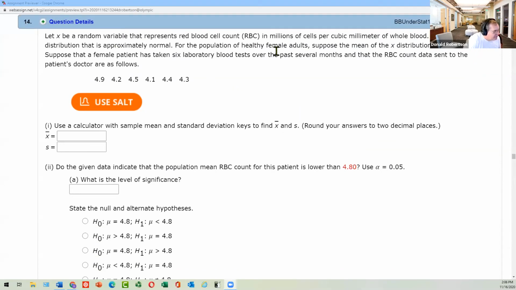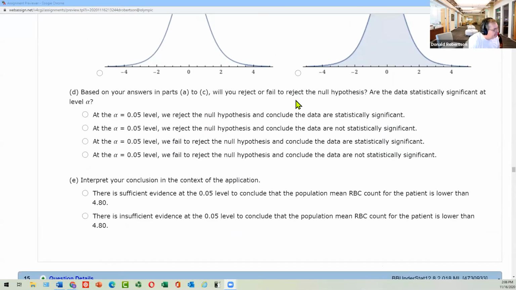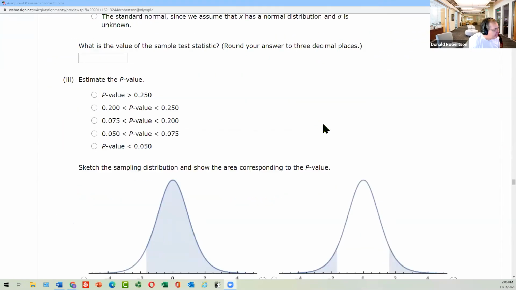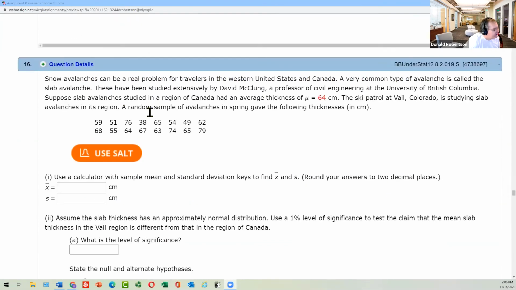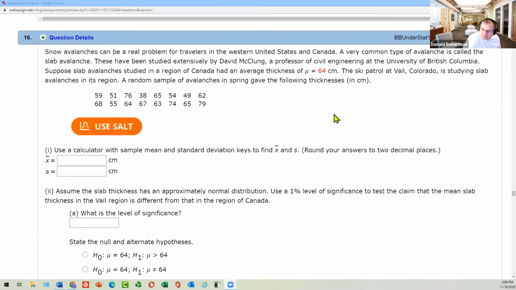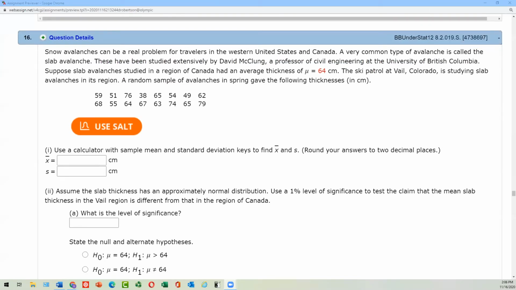This number 14 is about red blood cells. Number 15 is about hemoglobin count. Number 16 is about avalanches. Any of those three interesting enough to want to continue? We're going to have to pick one. None yet? Oh, blood count might.